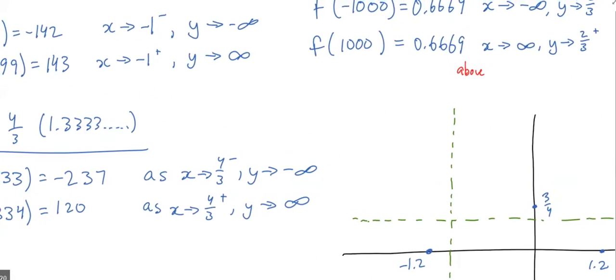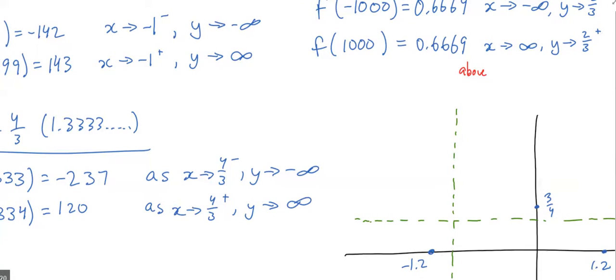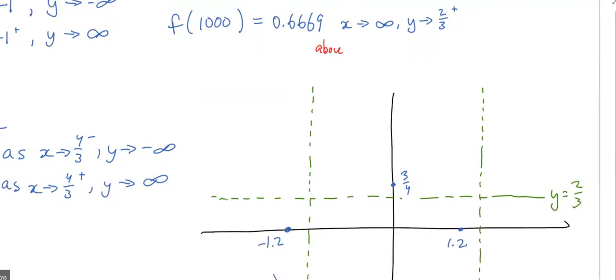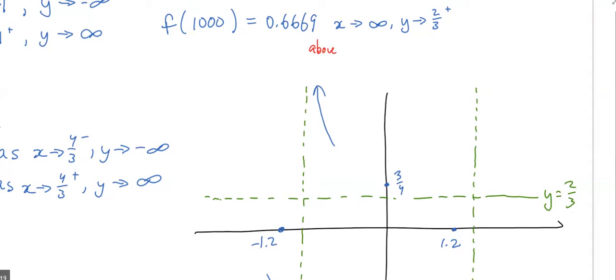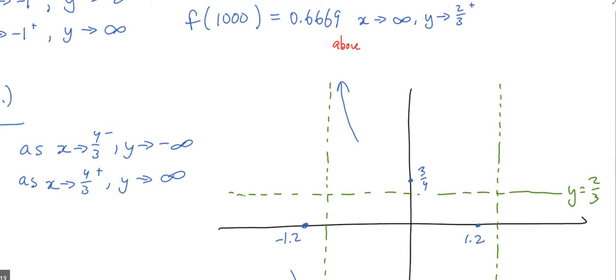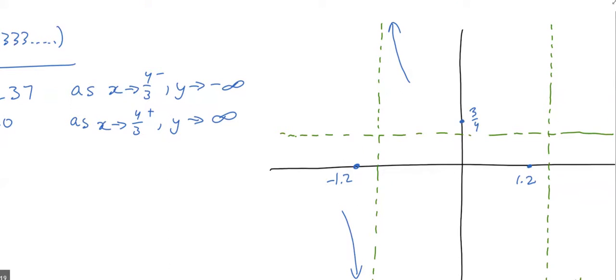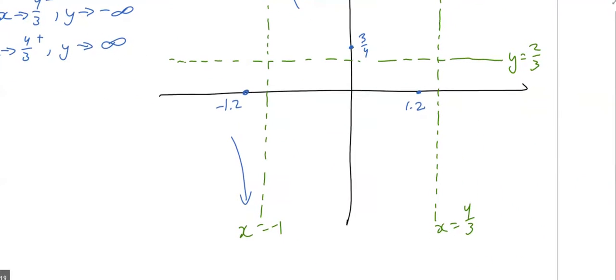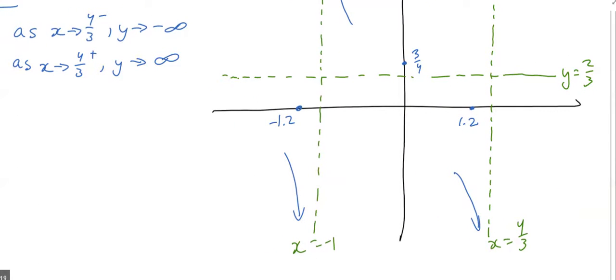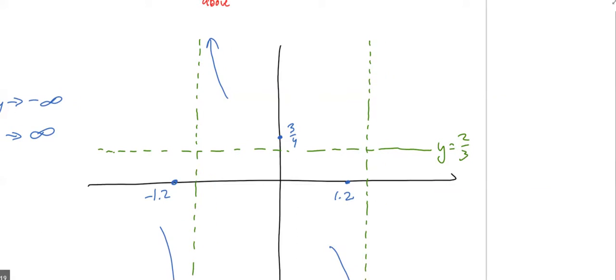And then, as x approaches -1 from the right, I'm going up. So this one's going up, like that. Okay, next asymptote. As I approach 4/3 from the left, I'm going down. As I approach 4/3 from the right, I'm going up. Remember when we saw those graphs before, it doesn't always flip-flop like that. You have to do the testing and understand what it's telling you.